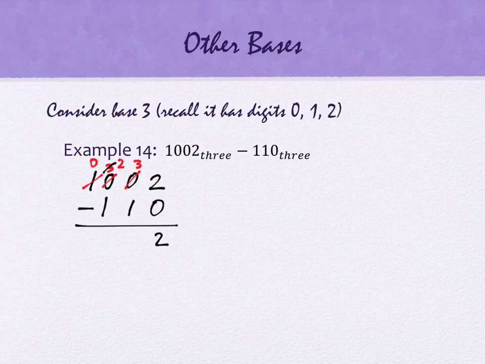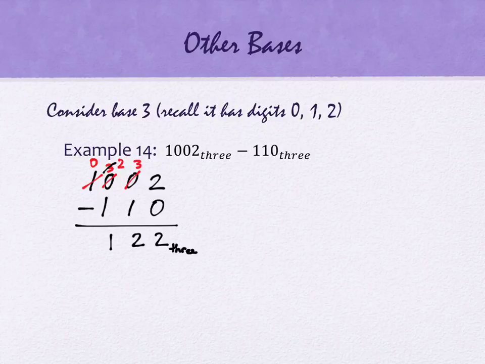In the 3's column, I have 3 minus 1, which is 2. In the 3 squared column, I have 2 minus 1, which is 1, and there's nothing left to do on the 3 cubed column. I do need to put a base 3 at the bottom down here, and then I'm done. Okay?